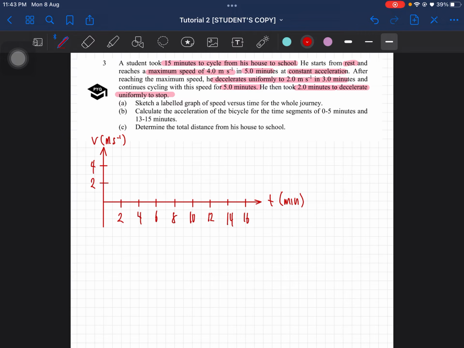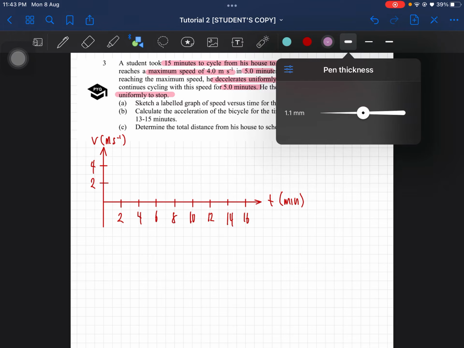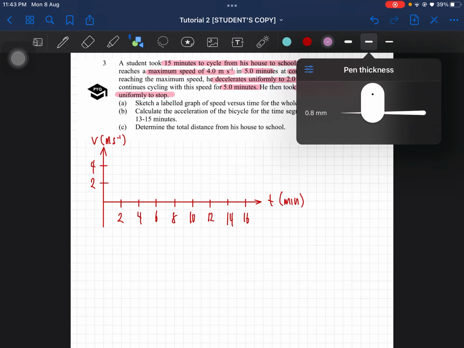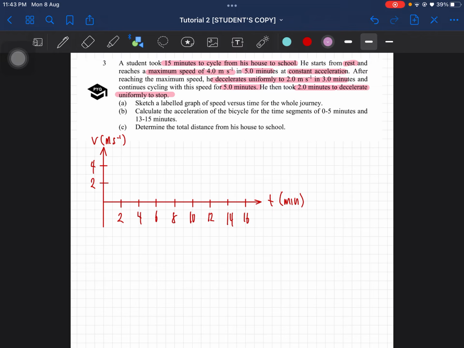Right, so he starts from rest and reaches the maximum speed of 4 meters per second in 5 minutes. So we can draw it a bit bigger. Okay, like that. Okay, so in 5 minutes they reach the maximum speed. So it should be around here.